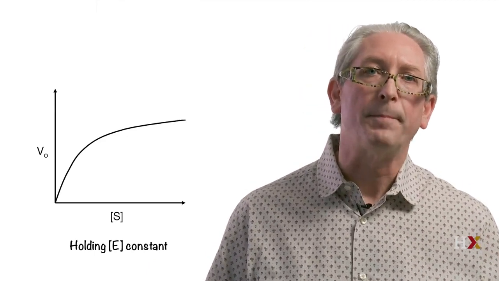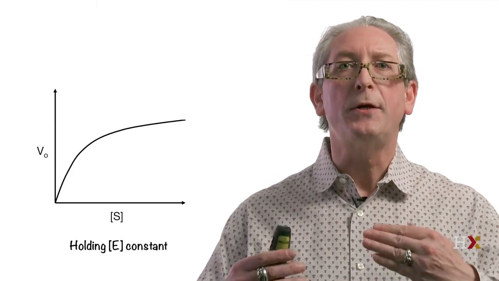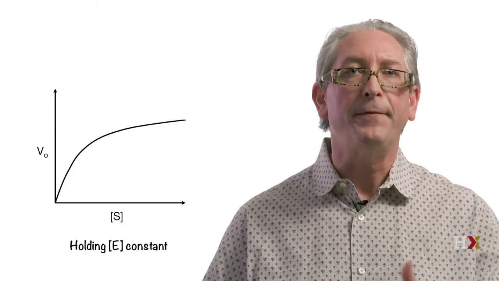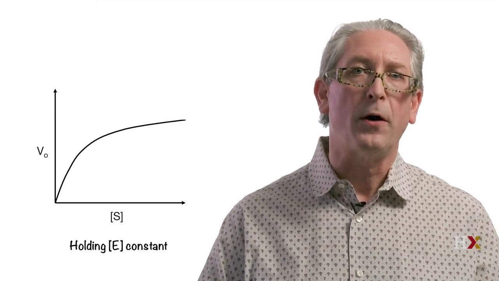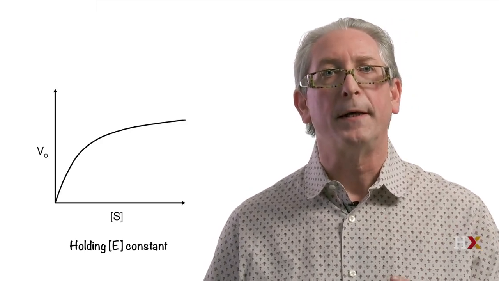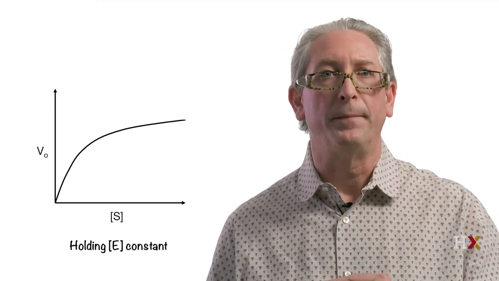But then after some time, we have a situation where any increase in the concentration of substrate does not significantly affect the initial velocity. And once again, if we understand how an enzyme works, it's very easy to figure out why this initial velocity reaches a plateau.